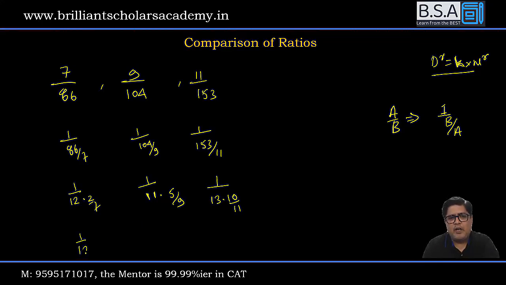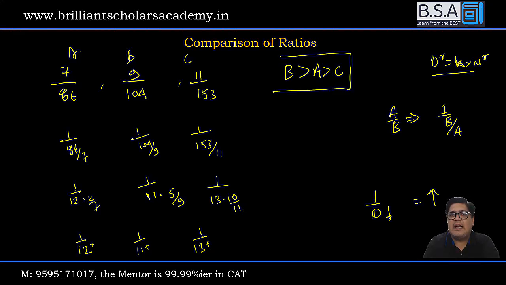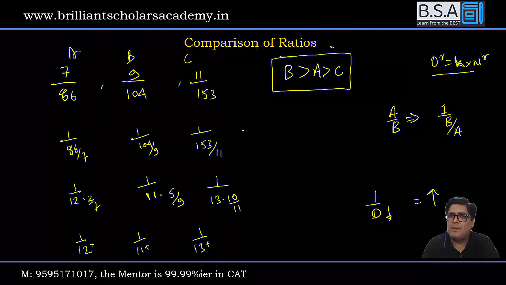This is 1 upon 12 plus something. This is 1 upon 11 plus something. And this is 1 upon 13 plus something. Can I say when the denominator is low, the overall number will be higher? Denominator low means low divisor, small divisor. So out of A, B, and C, I'll say B is the highest number, then A, and then C. That is the correct order of arranging A, B, C.